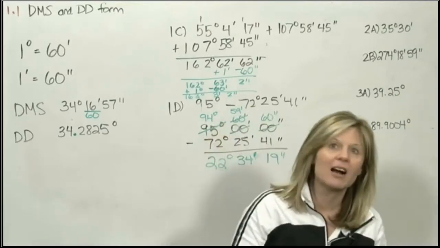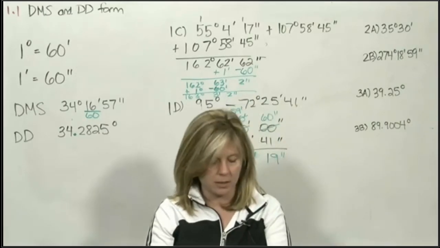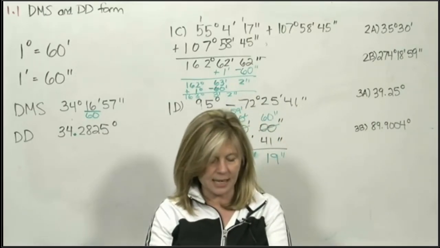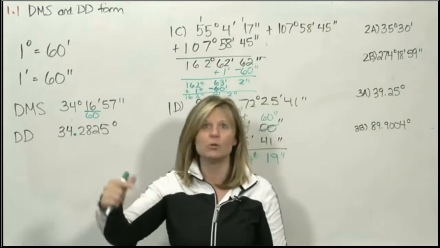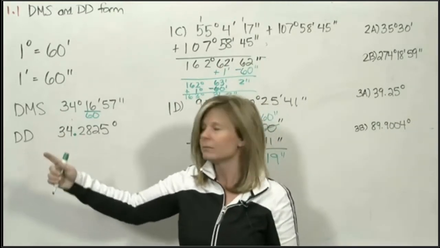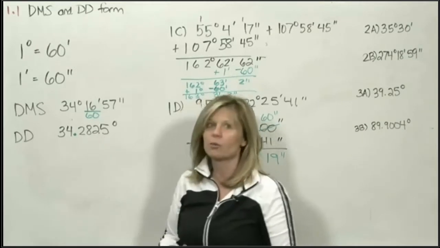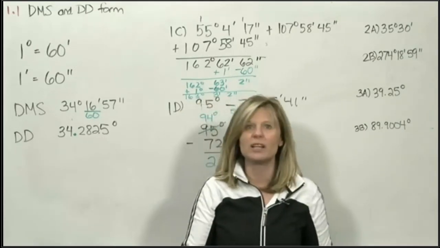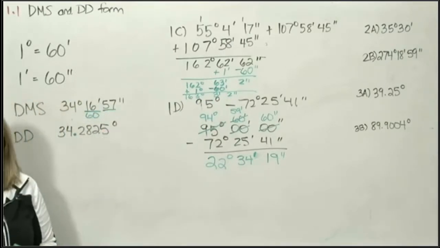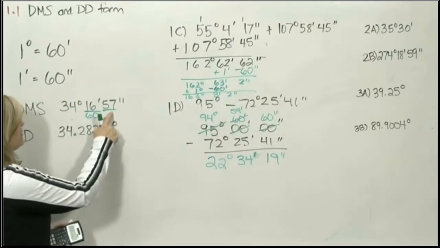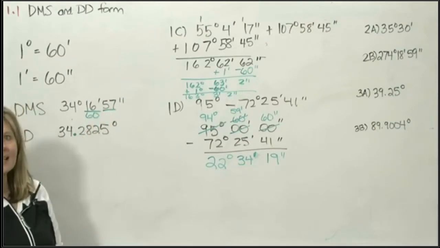If you take your calculator out and divide 16 by 60, you would get a decimal that's 0.26, blah, blah, blah, repeating. It's pretty close to this. The reason why it's not exactly this yet is because we didn't deal with the seconds. This is 57 seconds. Well, that's 57 seconds out of 60 seconds.